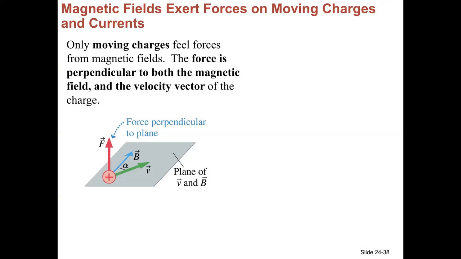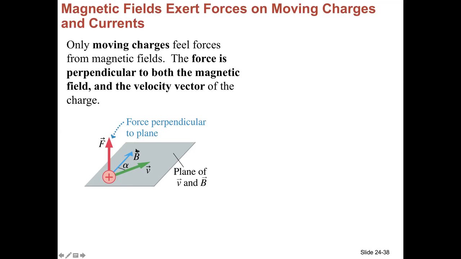So just to summarize what we know experimentally: magnetic fields, when they exist in space, exert forces on a moving charge or a current. So it's only moving charges that feel this force. And the new experimental fact for today is that the force has to be perpendicular to both the magnetic field and the velocity vector. So this diagram drawn on the page here kind of shows you what that's like.